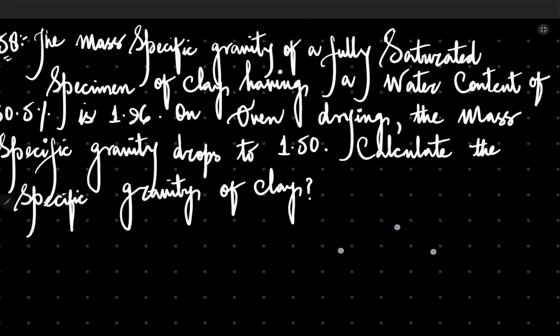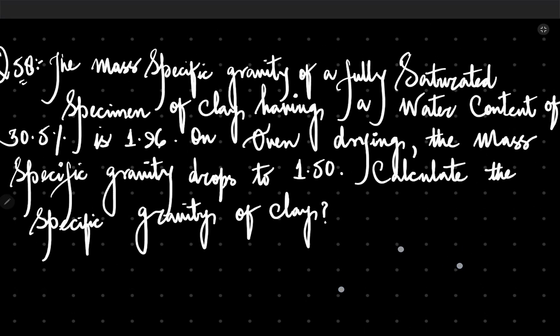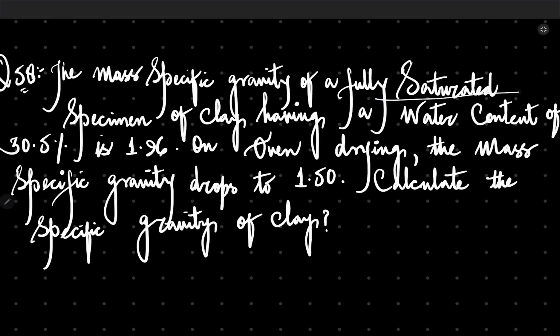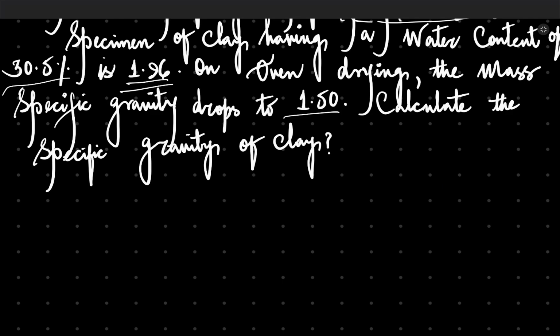Alright, the next question: the mass specific gravity of a fully saturated specimen of clay having a water content of 30.5% is 1.96. On oven drying, the mass specific gravity drops to 1.50. Calculate the specific gravity of clay. All right, so let's do this question.